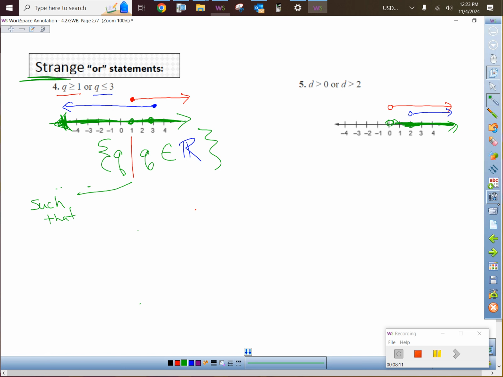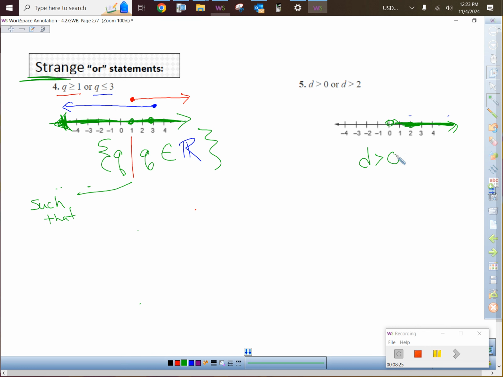Here's what you do. You ignore the helper graphs. You can't erase them, but you ignore them. And those are the numbers that work. What numbers work? Any number that I pick that is what? Greater than 0. That is the answer to this question. That's D greater than 0.